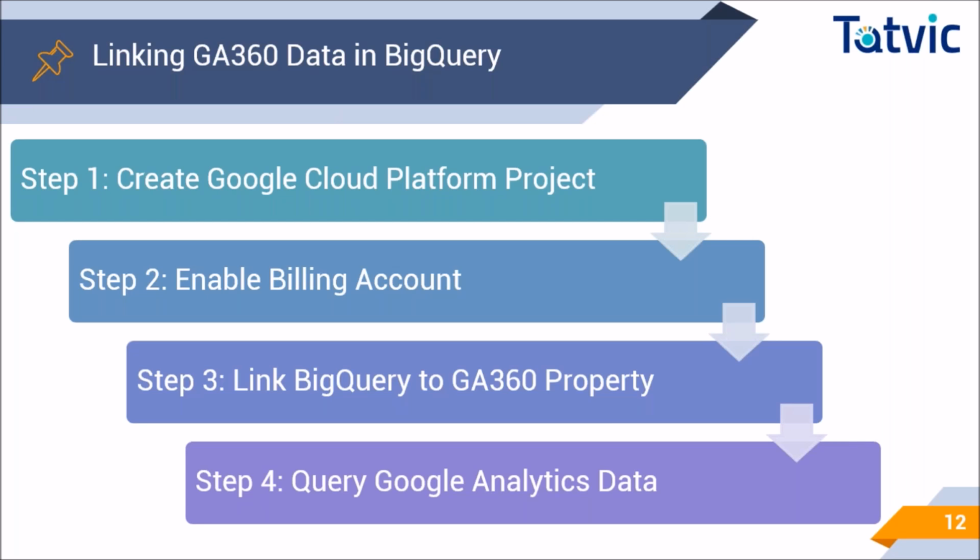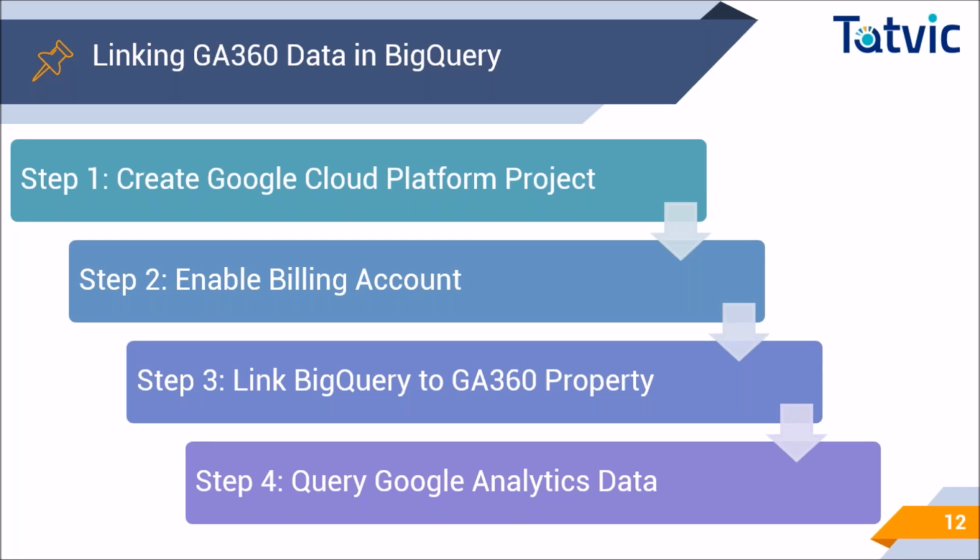So as we know, for Google Analytics 360 accounts, we can link it to BigQuery and start having access to raw hit level data. So if I talk about the process of linking GA360 data to BigQuery, step one, again, BigQuery is part of a Google Cloud project. So the first process is we create a Google Cloud Platform project. We enable a billing account by providing a credit card.